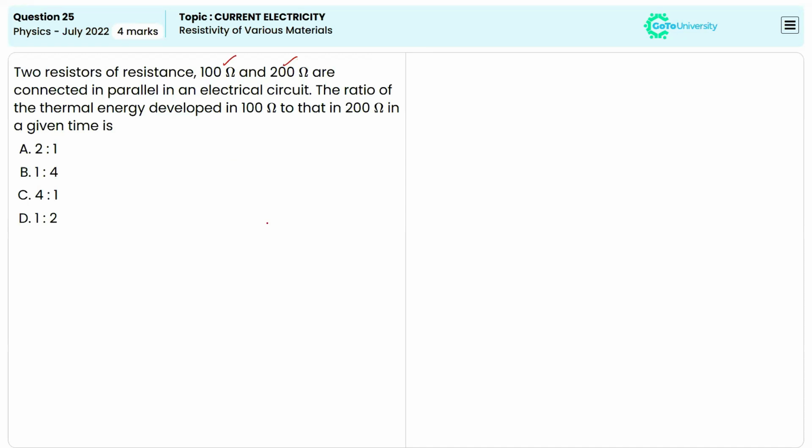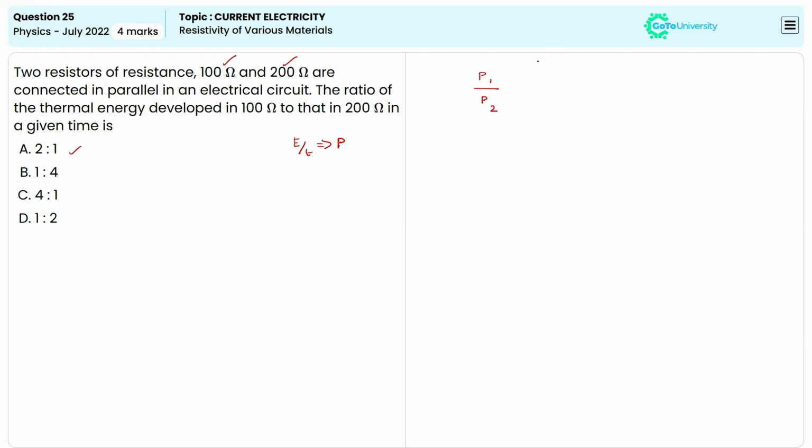Yeah, I'm just getting the correct answers. Very good. Option A is the correct answer. So here first we have to calculate the total resistance. The question is regarding the ratio of thermal energy developed in the two given resistors, right? So we are going to calculate the ratio of thermal energy developed with respect to time. So we are calculating energy over time. Energy over time is power, right? So we are just calculating power 1 and power 2 in resistors 1 and 2.